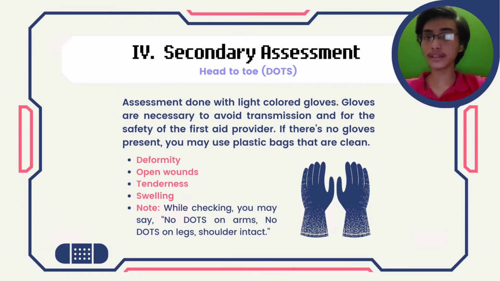After getting SAMPLE, we must now move on to DOTS. DOTS is another acronym made easy to recall, and it stands for deformity, open wound, tenderness, and swelling, which we must check the whole body of the victim for any presence. Lastly, vital signs are checked, which may include the Glasgow Coma Scale, pulse rate, respiratory rate, blood pressure, pain scale, and temperature.